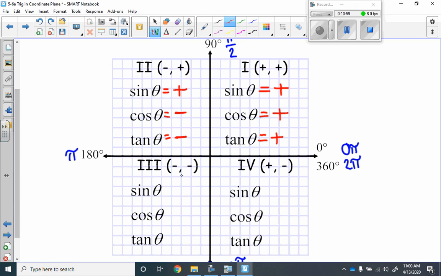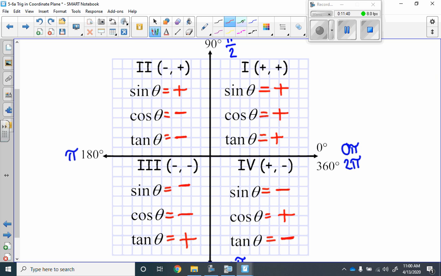All right, what happens when we get into quadrant 3? Sine, you're taking your y value, which is negative, divided by a positive radius. So overall, your sine value will be negative. Cosine, when you take x, which is negative, divided by a positive radius, you get negative. Tangent, y divided by x, negative divided by a negative is a positive. Over into quadrant 4, your sine, we're going to take y over r, which will make it negative. Cosine, positive divided by positive is a positive. And then tangent, negative divided by positive, makes it a negative.